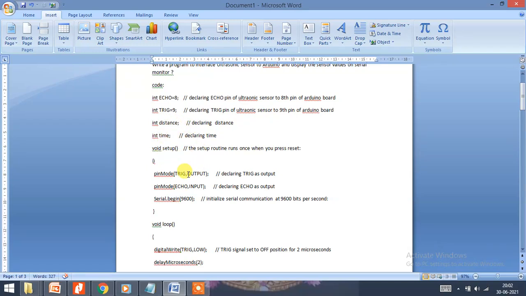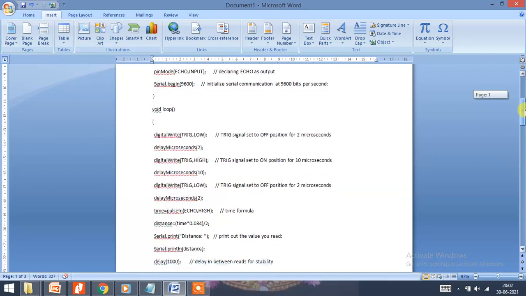In the setup loop, whatever pins we are going to use as input and output, we set. So pinMode trig means the 9th pin is set as output. pinMode echo means the 8th pin is set as input. Whenever a sound is produced, the echo comes from outside and reaches the sensor, and the sensor reads that echo, and now the data is going to be transferred. This is the baud rate: initialize the serial communication at 9600 bits per second.